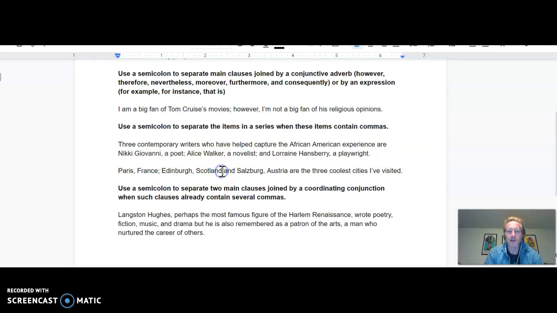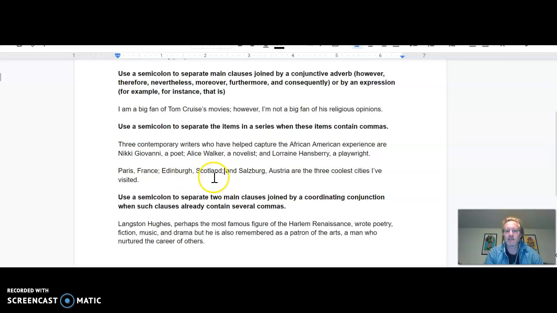And then we've got another one right here after Scotland. Paris, France; Edinburgh, Scotland. And of course, we won't put one after Austria because we're done with our little list.